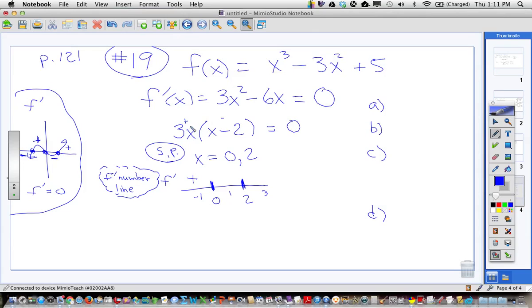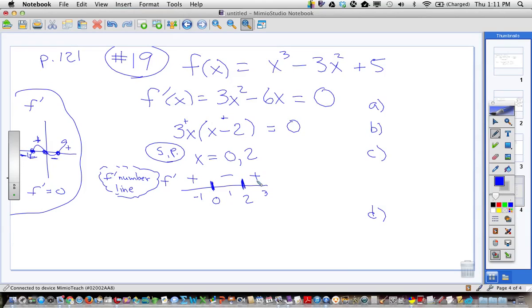Put a 1 in. 3 times 1 is 3, that's positive. 1 take away 2, that's negative. Positive times negative is negative. Put a 3 in. 3 times 3 is positive. 3 minus 2 is positive. Get a positive. Okay?